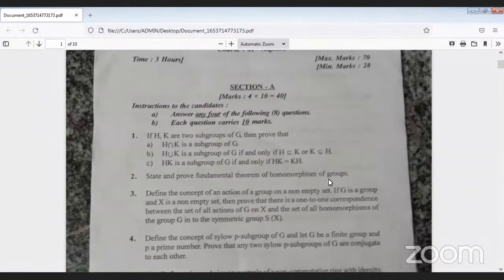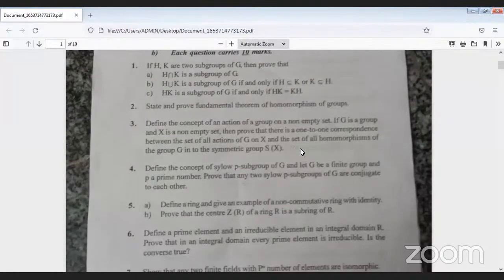Rings and groups, I told. Find the basic concept, the statement and the proof. Concept and action of a group. A non-empty set means there are some elements in it. If G is a group and X is a non-empty set, then prove that there is a one-to-one correspondence between all actions of G on X and the set of all homomorphisms from the group G to the symmetric group S of X.